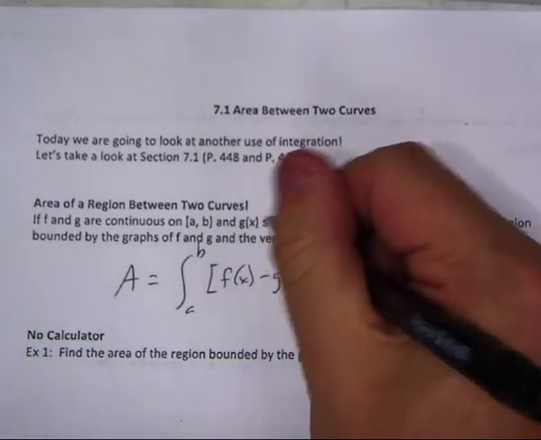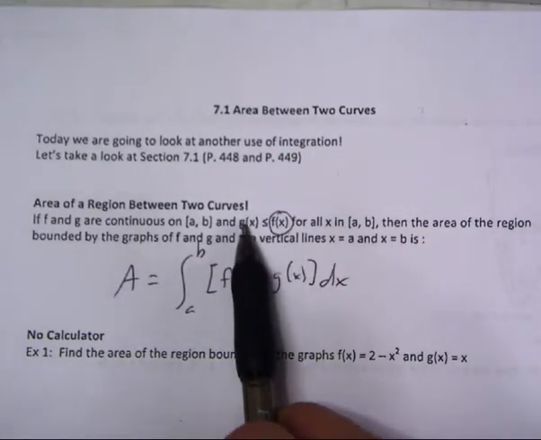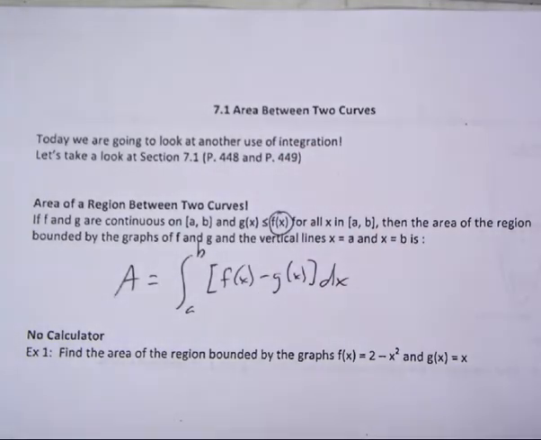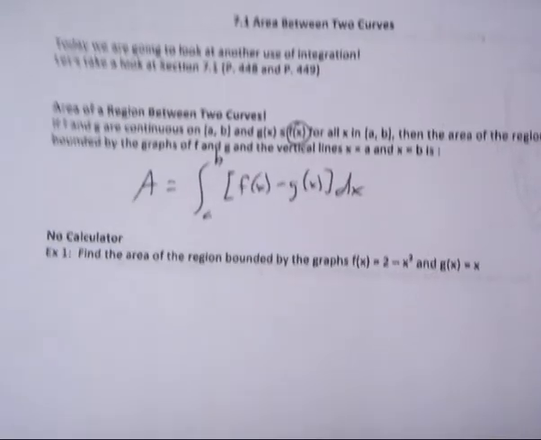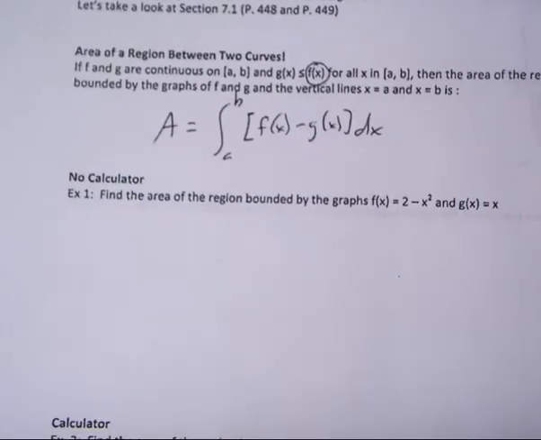Notice the top function is the one where all those y values are greater than or equal to the other function. So that's how we know what the top function is. Well, let's apply. Find the area of the region bounded by the graphs of y equals 2 minus x squared and y equals x. The first thing I want to do is sketch this region. Let's see what that is.